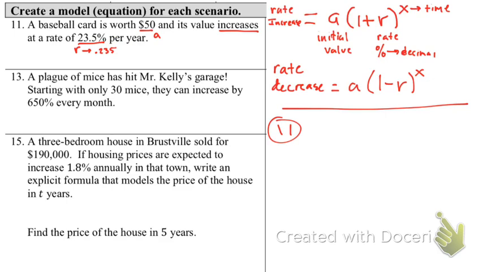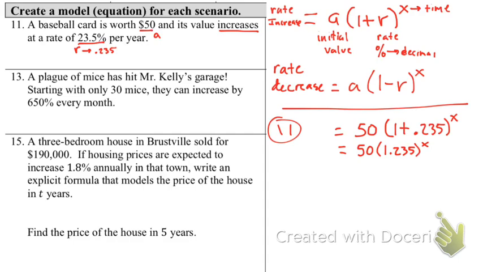So for number 11, our equation would look like this. Our rate increase would be equal to A, which is 50, 1 plus R, and our R is 0.235, X. Okay. Clean it up, and the answer to this is 1.235x, and that's your equation for number 11.